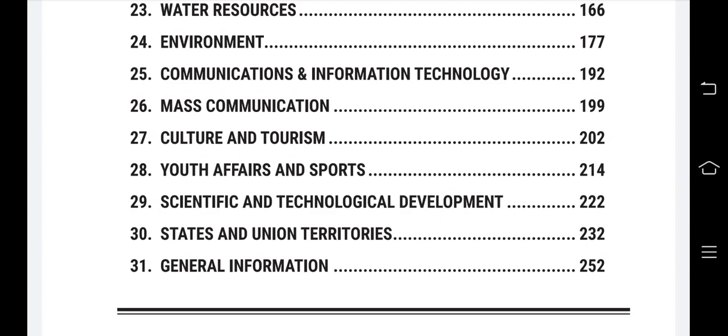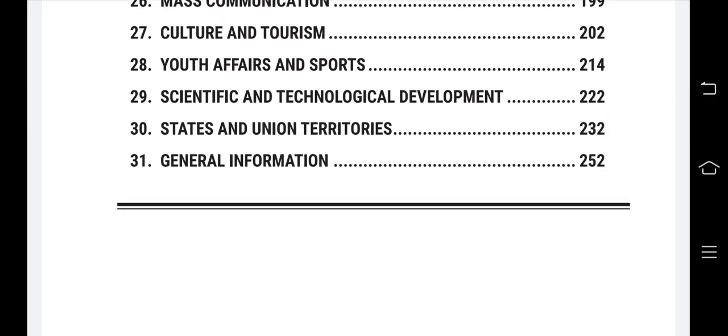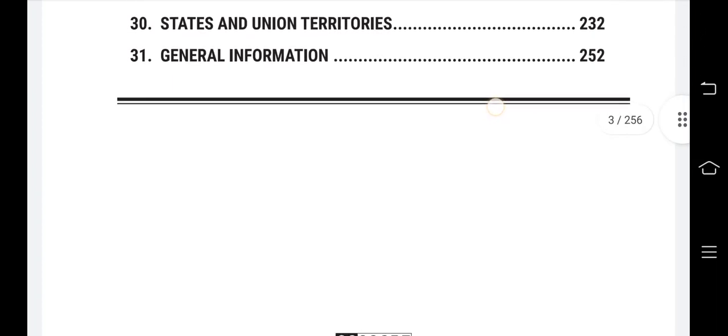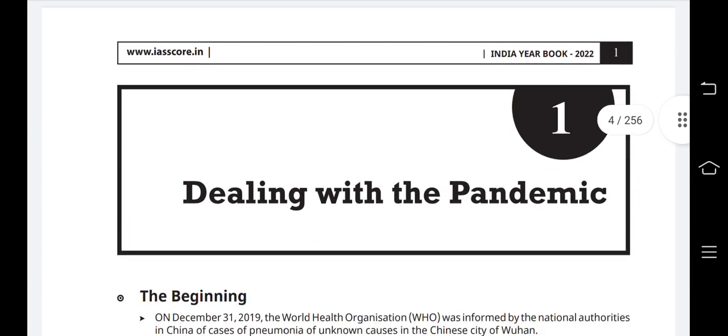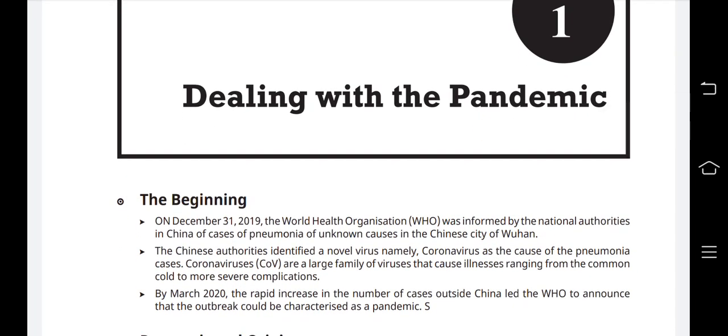26th, mass communication. 27th, culture and tourism. 28th, youth affairs and sports. 29th, scientific and technological development. 30th, states and union territories. 31st, general information. Let us begin the topic. First chapter is dealing with the pandemic.